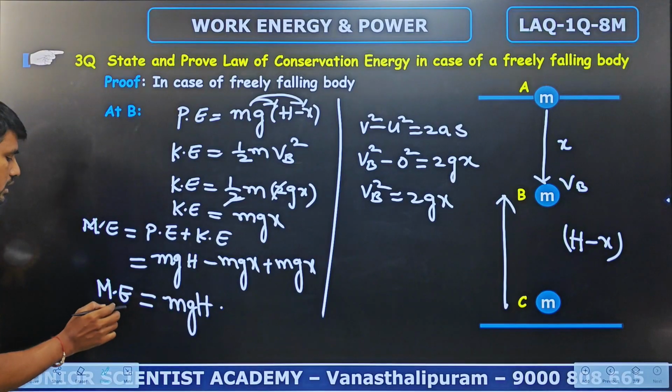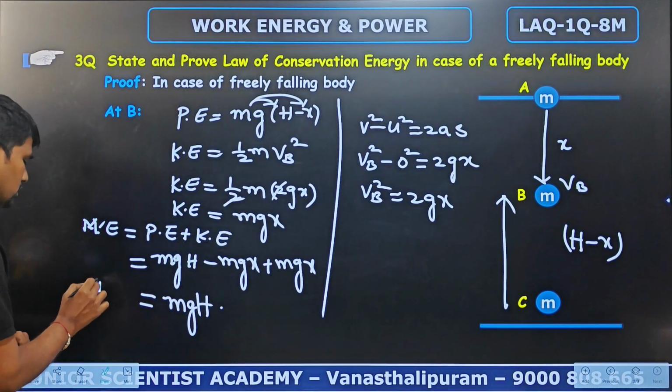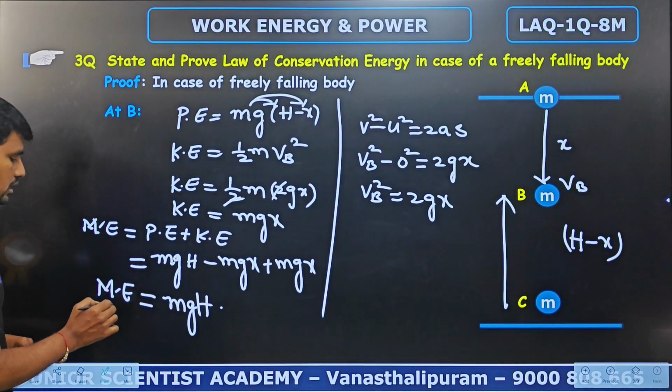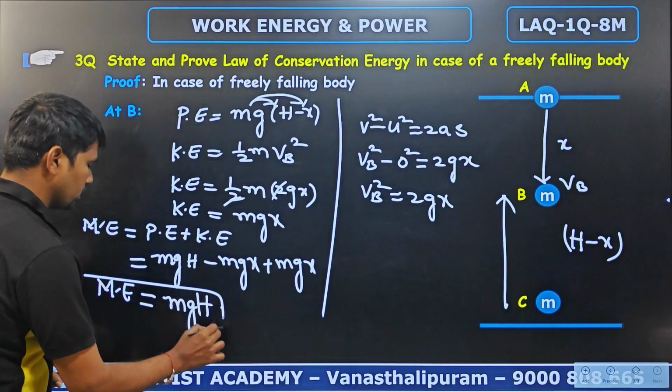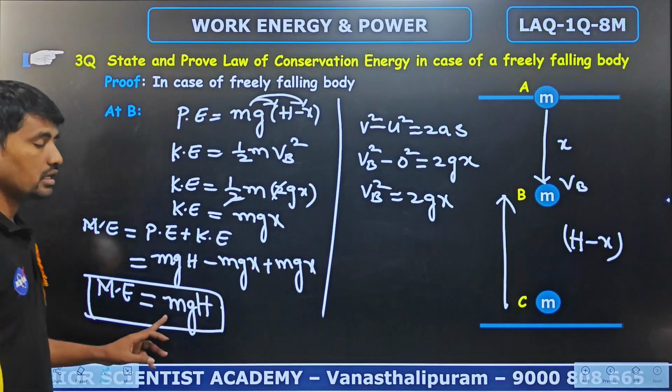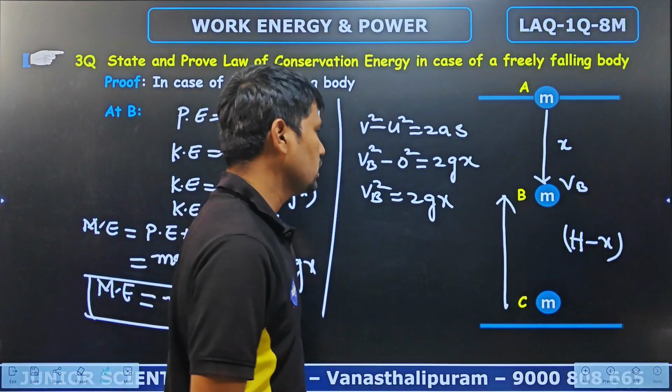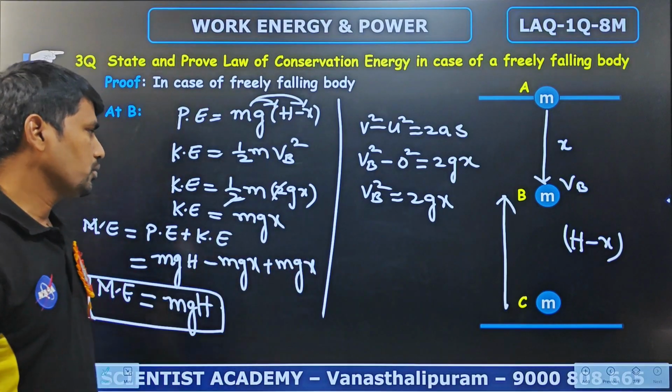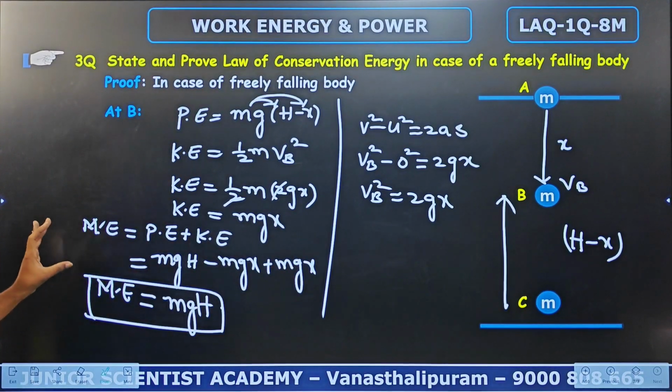Mechanical energy here also is mgH. Mechanical energy remains constant, mgH. At point A also mgH, at point B also mgH. Okay, we hope you understood. Pause the video and copy it.